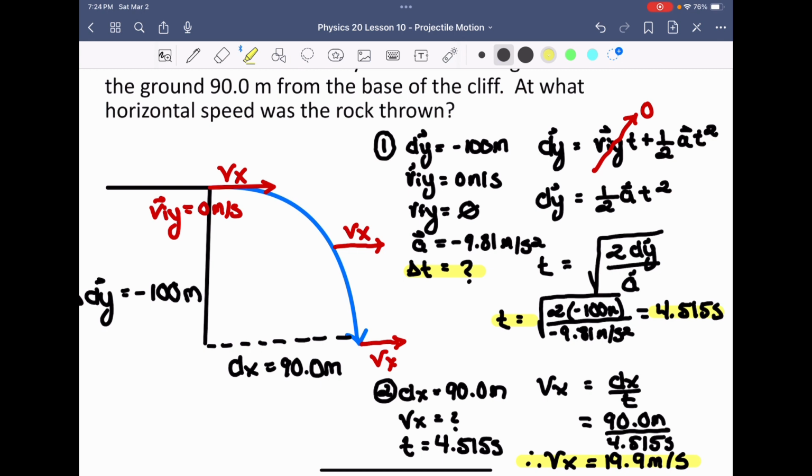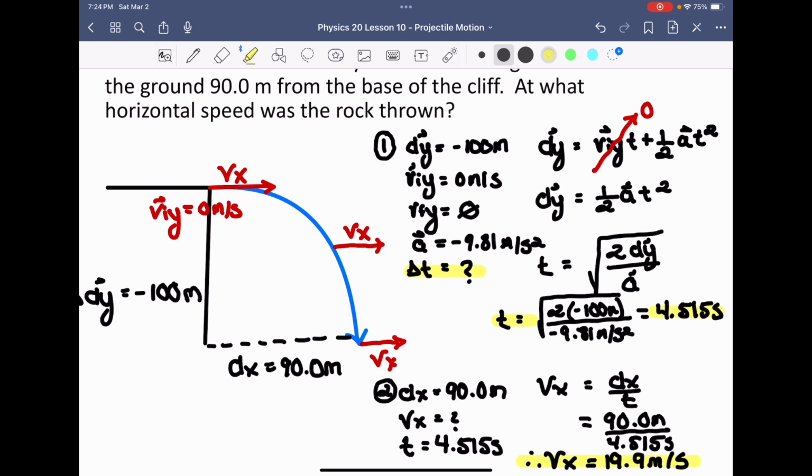There we go. And so if you're wondering again, why did we use accelerated motion first and then we used our uniform motion second? It was because we looked at this and said, okay, I need to use the accelerated equation because I don't know enough information about the x's.